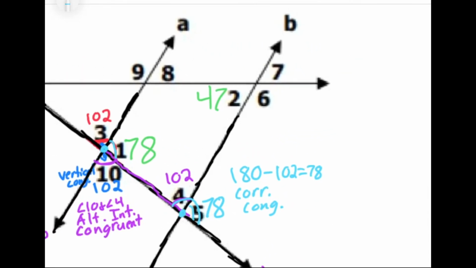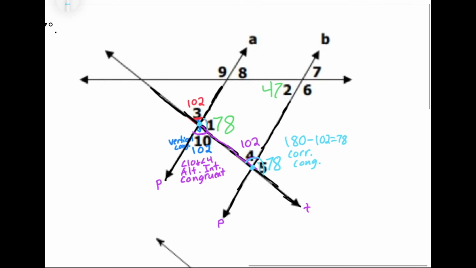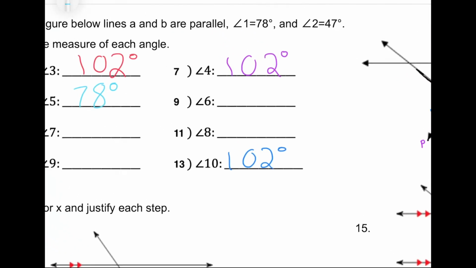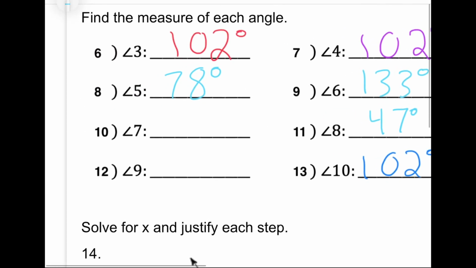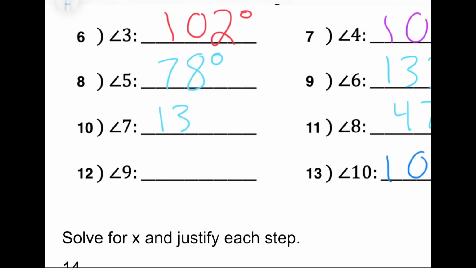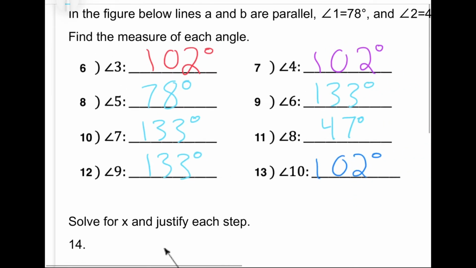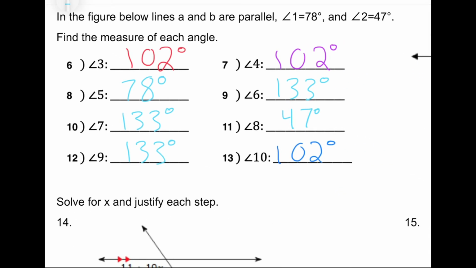And then you would go through and do 9, 8, 7, and 6 the same way. Pause the video and see if you can do those now. You should have gotten for 6, 133 degrees. For angle 8, you should have got 47 degrees. Angle 7, 133 degrees, and angle 9, 133 degrees. Have any questions? Please email me.